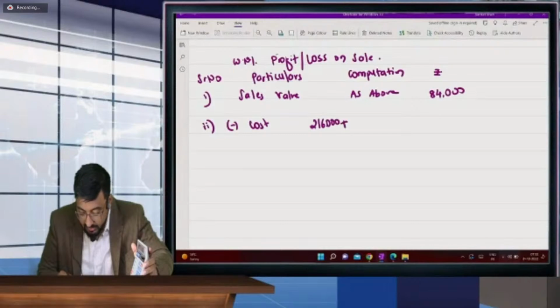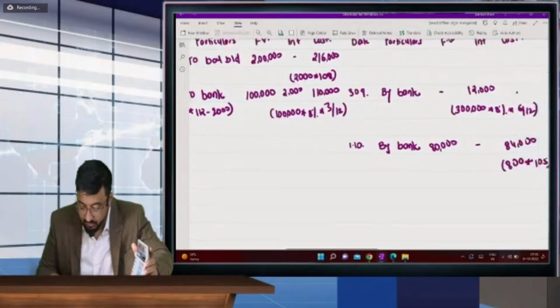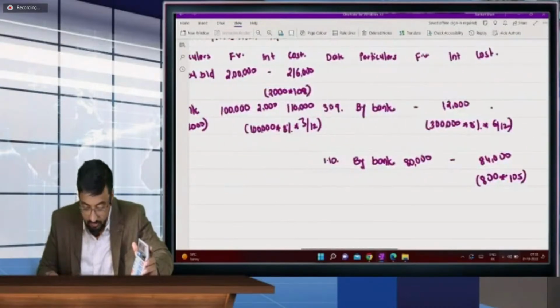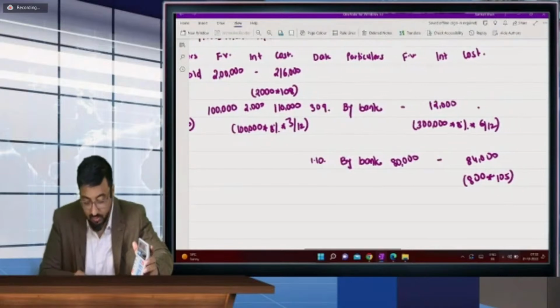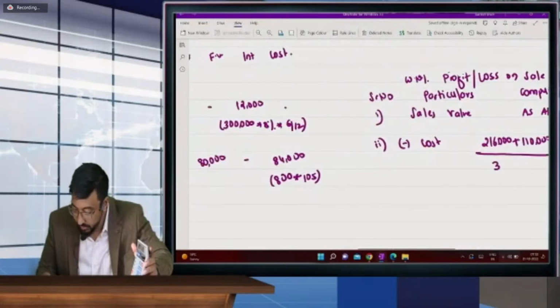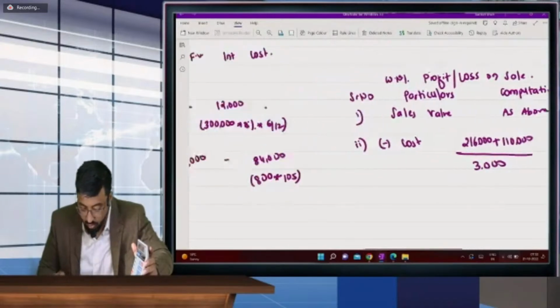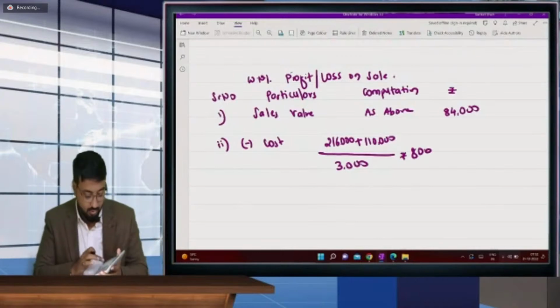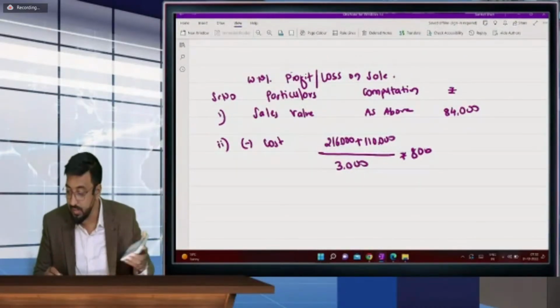So 2,16,000 plus 1,10,000 divided by 3,000. 2,000 plus 1,000 divided by 3,000. Out of that, you sold 800. So my cost is 2,16,000 plus 1,10,000 divided by 3,000 into 800, which is 86,933.